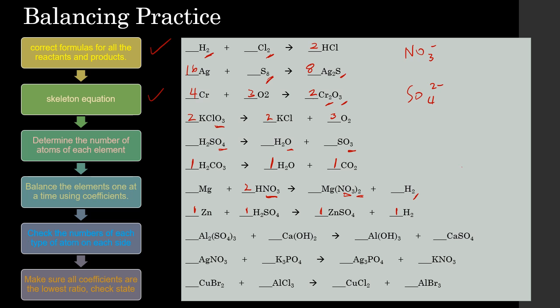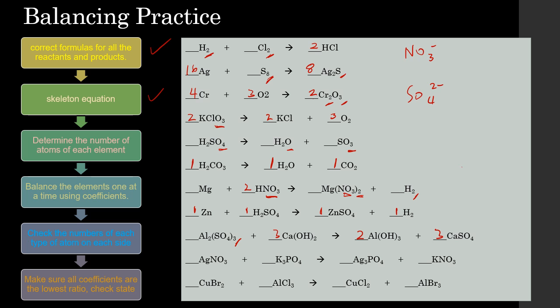Now we've got aluminium sulfate and calcium hydroxide producing aluminium hydroxide and calcium sulfate. And this is going to be a little bit trickier, so let's have a look here. I've got 3 sulfates on the left hand side, so if I put a 3 in front of that, let's see what happens. That means I'm going to have a 3 in front of that, and then I may need a 2 in front of that, and that looks like it should be balanced.